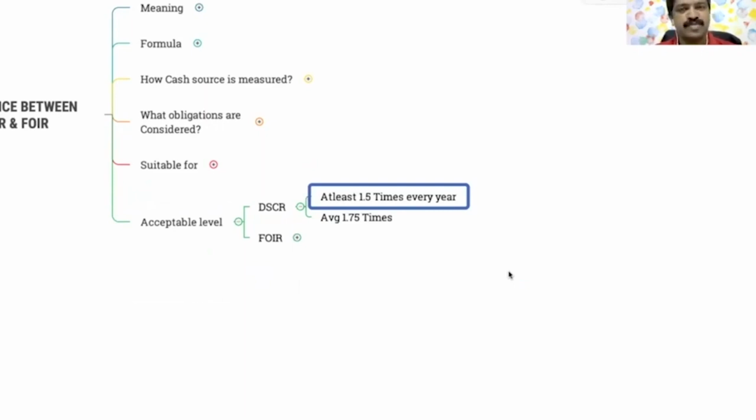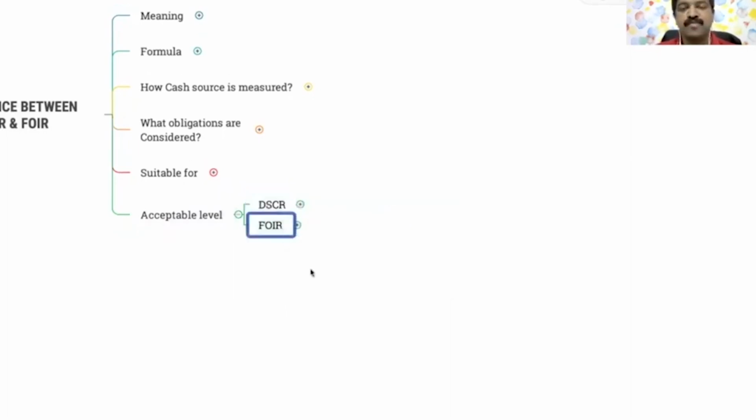That is, if the loan is for 5 years, for each and every year, the ratio should be at least 1.5. And average DSCR will also be calculated, which should be at least 1.75. And again, it can vary bank to bank. That's about DSCR. Whereas FOIR, it is calculated in a kind of a reverse model because we are comparing the fixed obligation with the income.